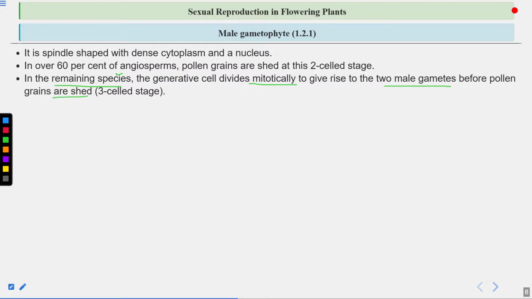It means that in the rest of the 40% of angiospermic plants, the pollen grains are at the three-celled stage in the anther itself. The generative cell divides into two nuclei, which are the two male gametes. That is the three-celled stage, and at the three-celled stage they are shed from the anther, released and dispersed in the environment. So we can say that in the majority of angiosperms, the pollen grains are shed at the two-celled stage.